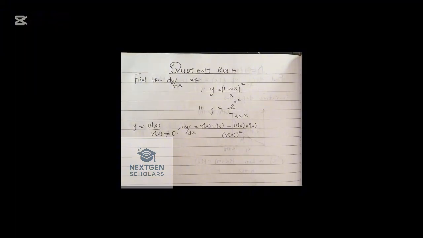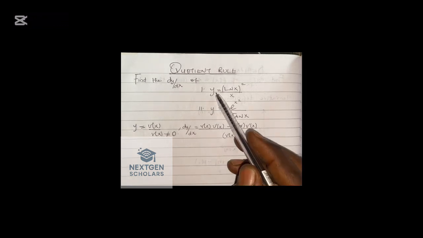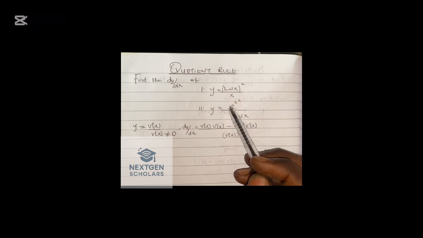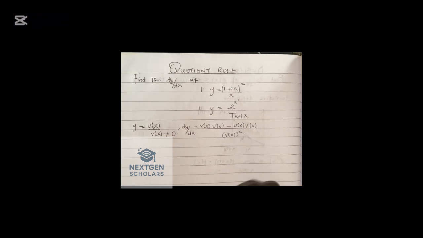Alright, you are welcome to this lesson. In this video we have been asked to find dy/dx of these functions: y equals (ln x) squared all over x, and the second one, y equals e to the x squared all over tan x. We have to solve that using the quotient rule.